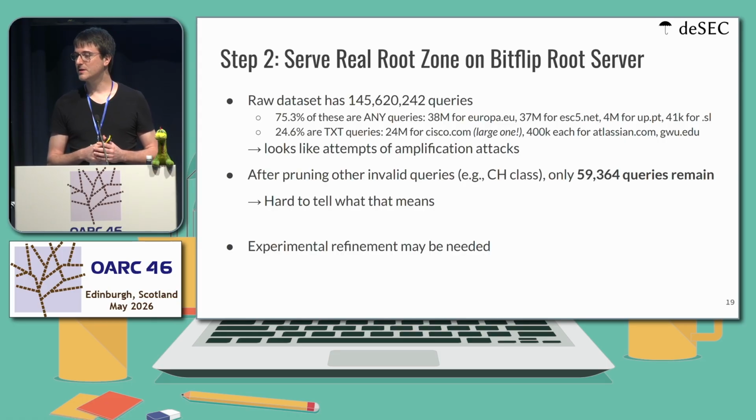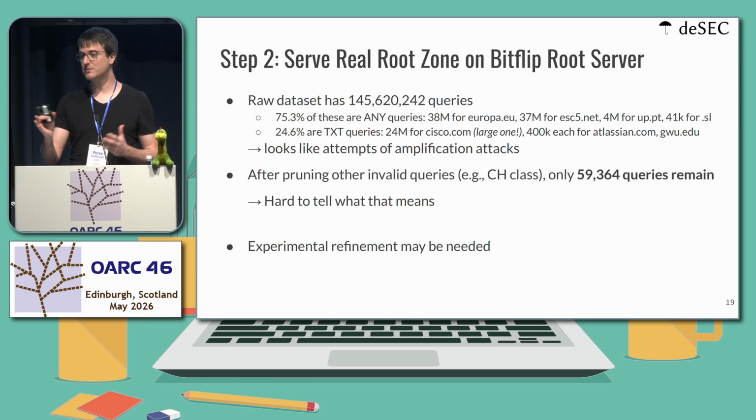And 24.6% of that were TXT queries for domain names that have very large TXT RRs, like cisco.com. If you want to check it out right now, it's like a 10 kilobyte TXT RR or something. So that seems to be an interesting one for amplification purposes, just like ANY.